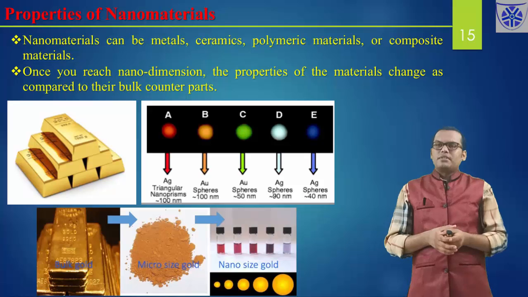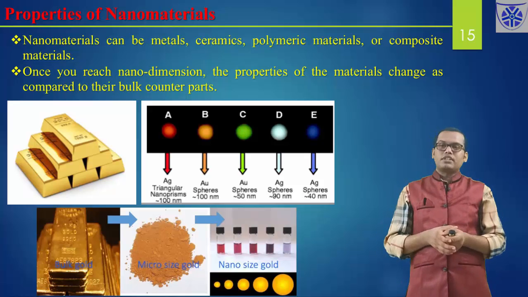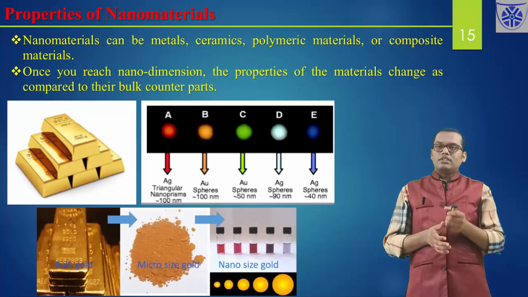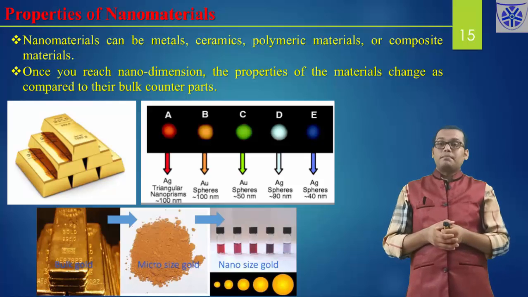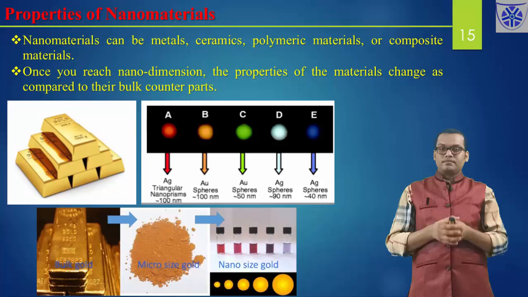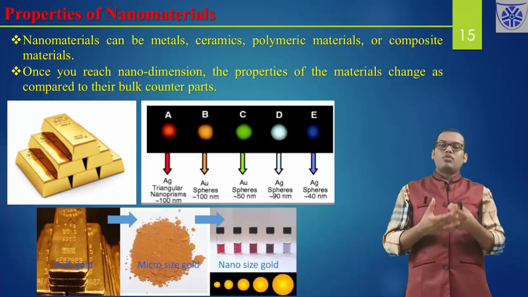Now what are the properties of nanomaterials? So nanomaterials can be metal, ceramic, polymeric materials and composite nanomaterials. Once you reach nano dimension, the properties of the materials change as compared to their bulk materials. So let us take the example of gold. What is the color of gold? You can say it is yellowish or golden color.